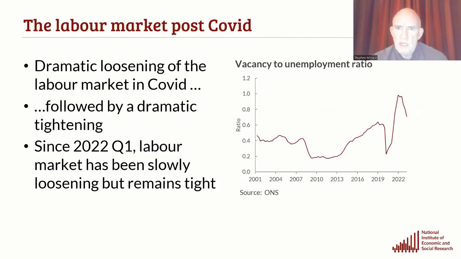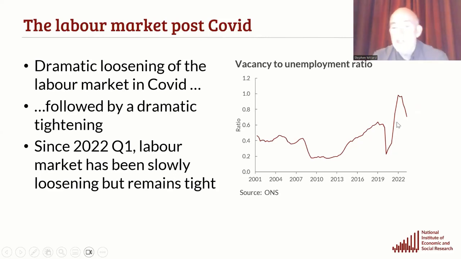Okay, what about the vacancy to unemployment ratio? I mentioned this is the key variable, if you like, in search and matching theory. What happened in the data? Well, we saw a dramatic loosening of the labor market in COVID. This is the same thing happening again. So the unemployment rate didn't really go up by that much, but nobody was hiring. Vacancies fell very dramatically. So the vacancy to unemployment ratio fell dramatically.